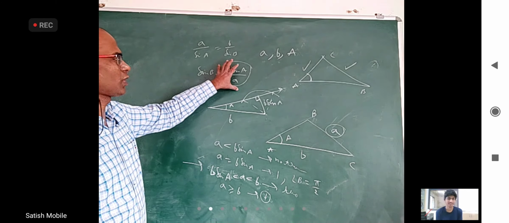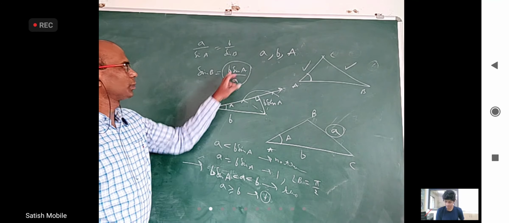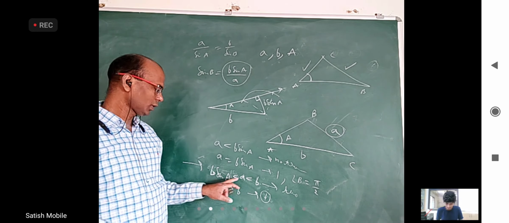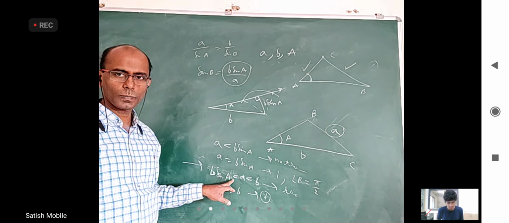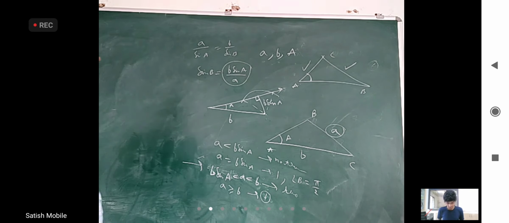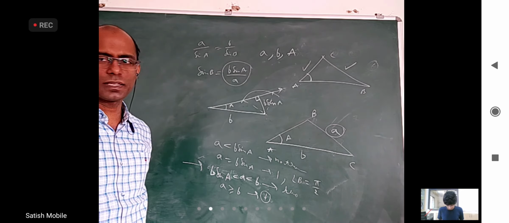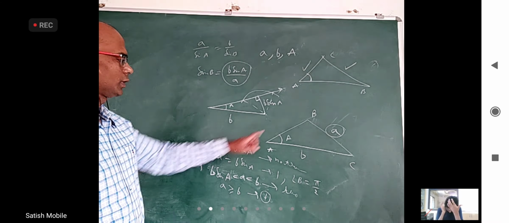Because if it is 1 by 2, B can be 30 or 150. So that is this. B sin A is smaller than A. But now, why does A greater than B or less than B play a role? I think we have to apply the sine rule one more time, for angle C or changing angle A.